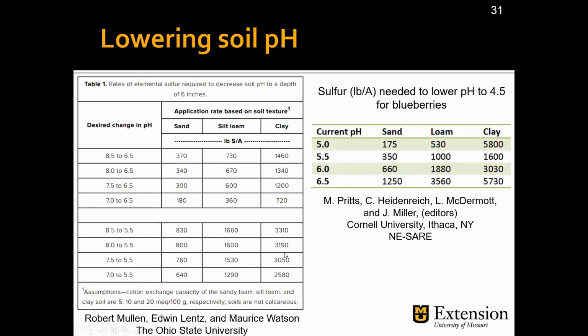How to lower the pH of the soil? You use elemental sulfur, and these are just recommendations on how many pounds of sulfur per acre to add to lower the pH, for example here from 8.5 to 6.5. Notice that the amounts are different based on the texture of your soil.